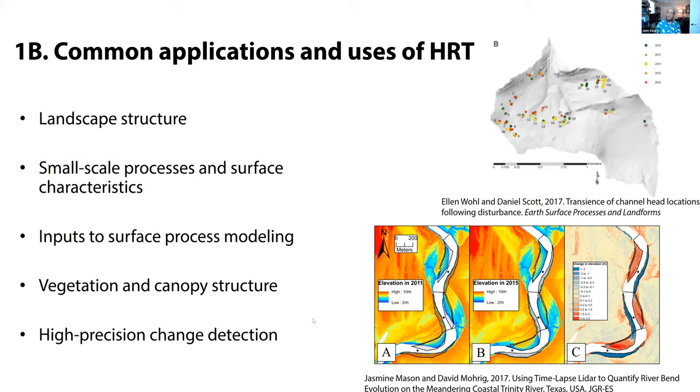And then finally, what's becoming more and more common is to use these techniques to do really high precision change detection. So on the right is a bit of work by Jasmine Mason on the Trinity River, also in Texas, looking at the change of the planform geometry and volumes of point bars of the river between a large flood that occurred between 2011 and 2015, and doing quantitative change detection of how much volume was lost and built on each point bar going downstream in the river.